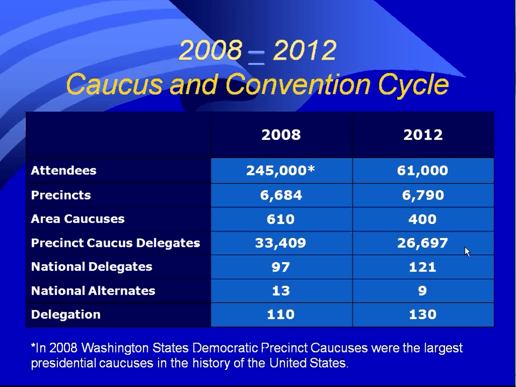Now our delegation in 2012 is a bit larger, and that's due to some changes in the rules, to our strong Democratic performance, to an increase in population, and our new congressional district. Several factors weigh in on that, but we're going to be electing 121 delegates and 9 alternates for a total delegation of 130.